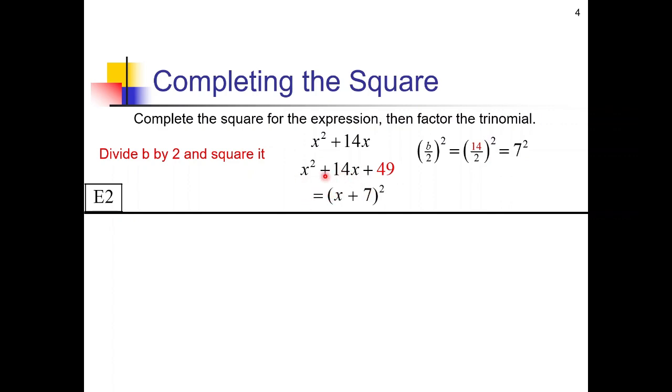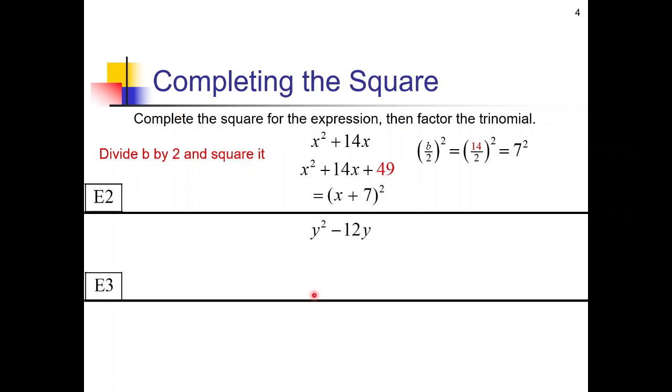So now that we've seen the process of completing the square, it's just 2 quick steps here. We're going to go ahead and pause the video and have you try this next one on your own. See if you can complete the square for this expression and then factor it. All right, let's see how that went.